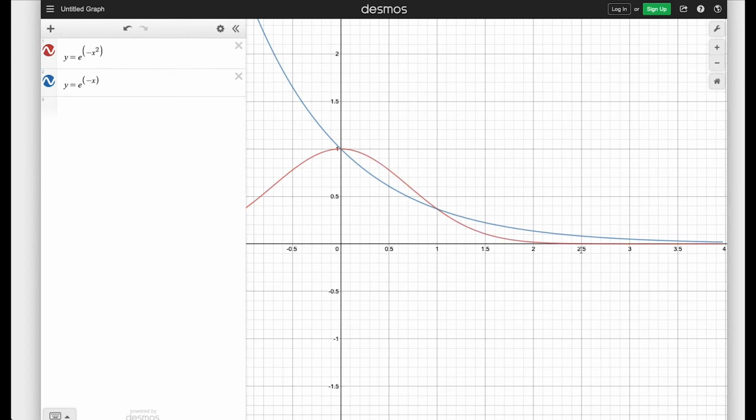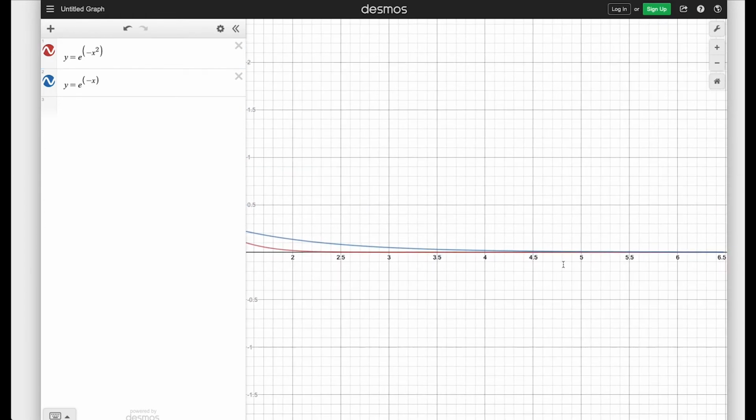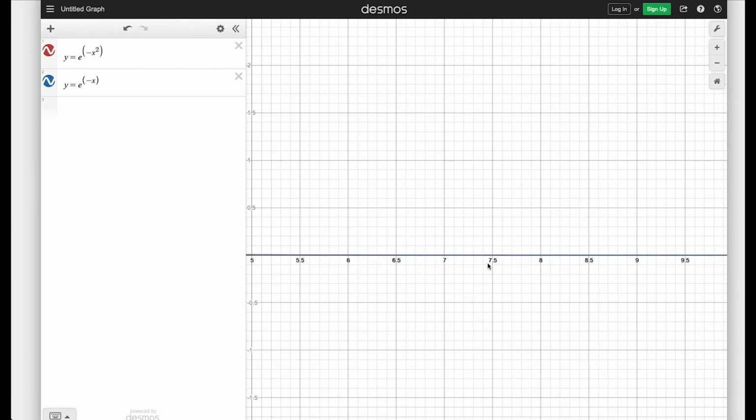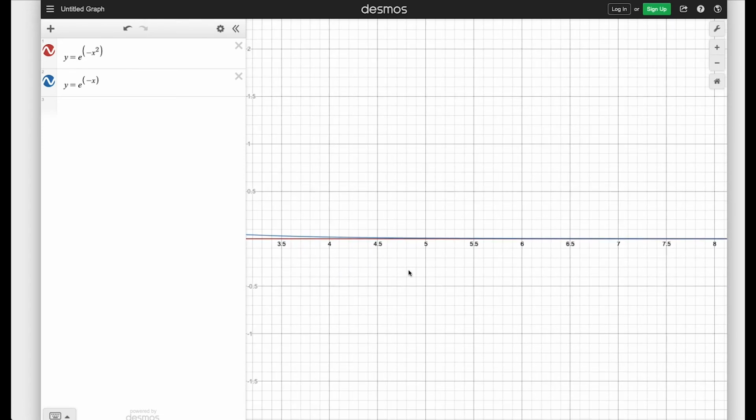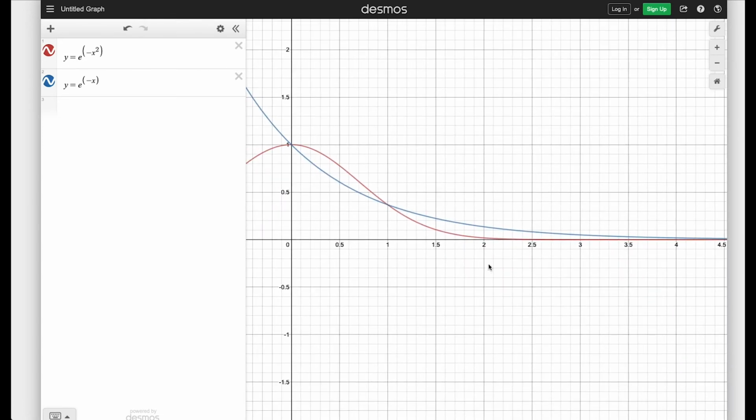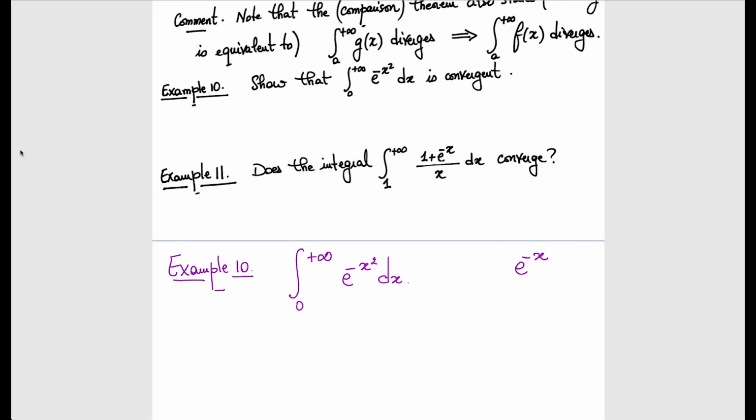Why is this not a proof? Because how can you conjecture that this keeps going forever? You cannot keep scrolling to the right forever. So the point is, you get a feeling and then you try to show it. It looks like from 1 onward, the function e to the power negative x dominates e to the power negative x squared. Let's show it algebraically now. So let's go back here and show this algebraically.